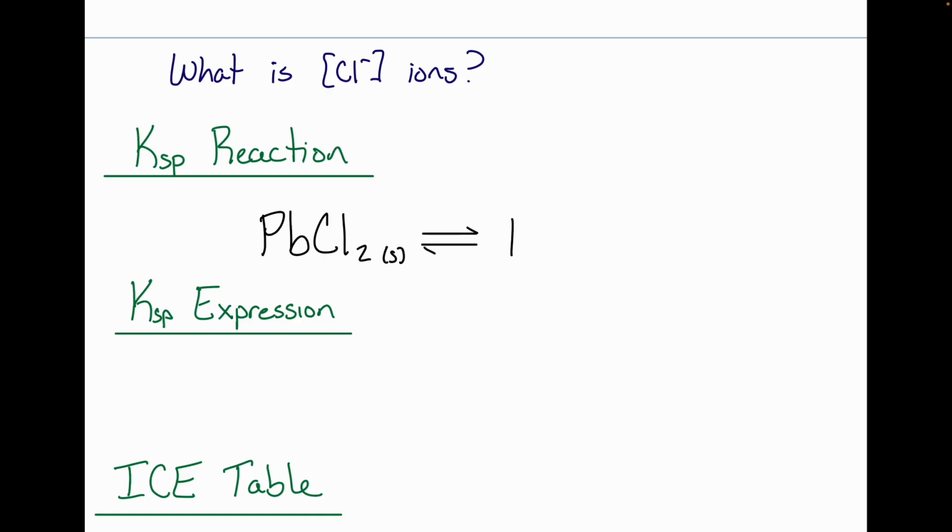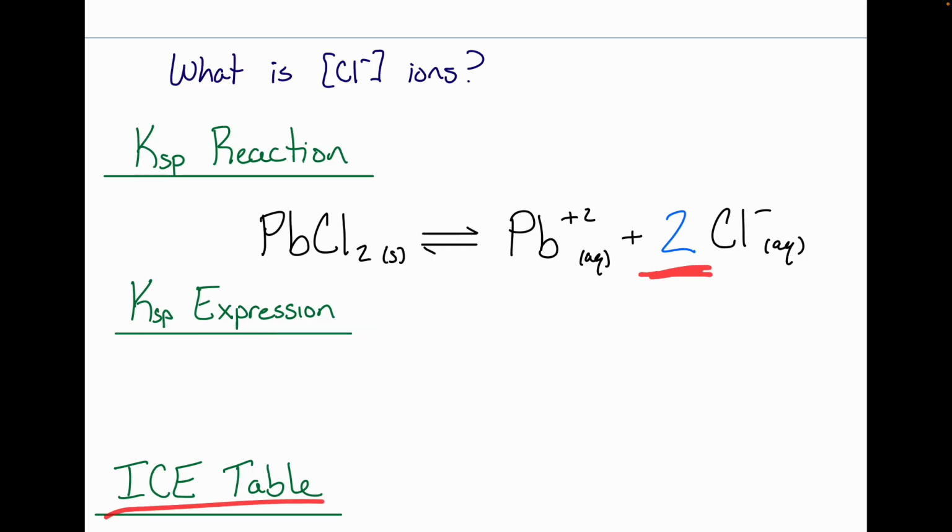All right, when I break this up, it becomes lead 2+ aqueous. But then how many chloride ions am I going to get? 2 of them. And we've been dealing with a ton of reactions that were 1 to 1 to 1 for a long time. So we have to remember when we do our KSP expression and our ICE table, where this little 2 here, where my coefficient is going to appear. Right? Our coefficient appears in both our equilibrium expression and in our ICE table.